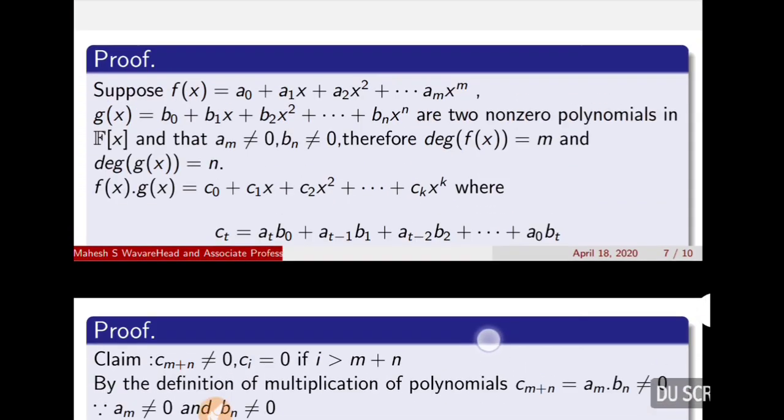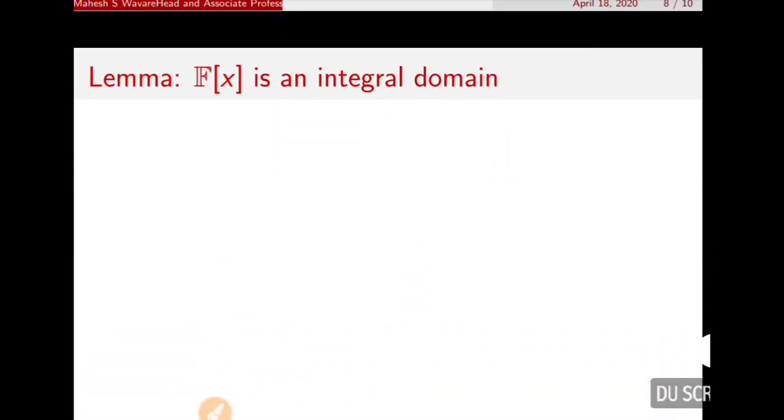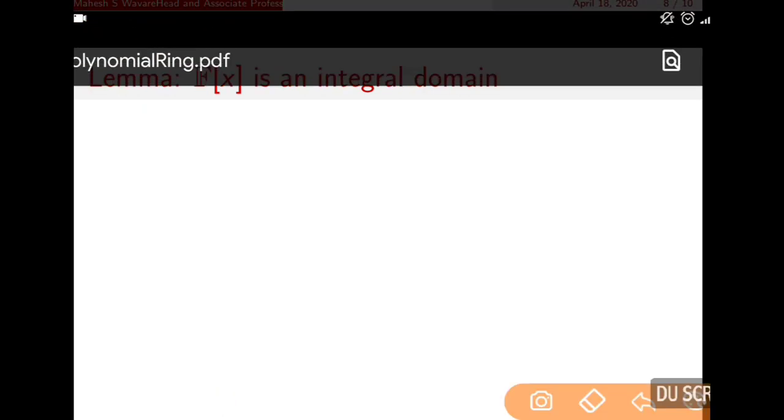Now before moving towards the Euclidean ring, to show this as a Euclidean ring, we must know whether this F[x] is an integral domain, and we have to use the same result here. So let us prove that F[x] is an integral domain. What is the definition of an integral domain? A commutative ring without zero divisors is called an integral domain, and F[x] is a commutative ring with unit element. Here we need to only show that it is a ring without zero divisors.